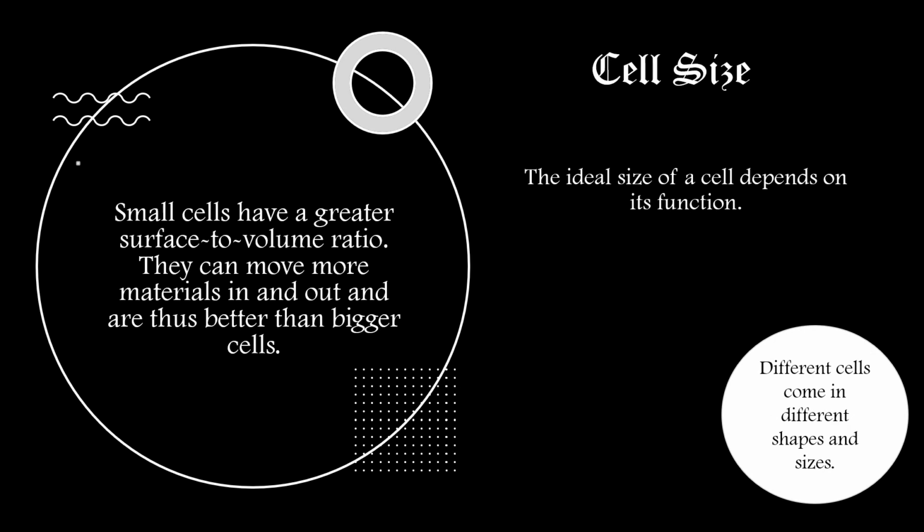Small cells have a greater surface to volume ratio. They can move more materials in and out of cells and are thus better than the bigger cells. The ideal size of a cell depends on its function. Different cells come in different shapes and sizes.